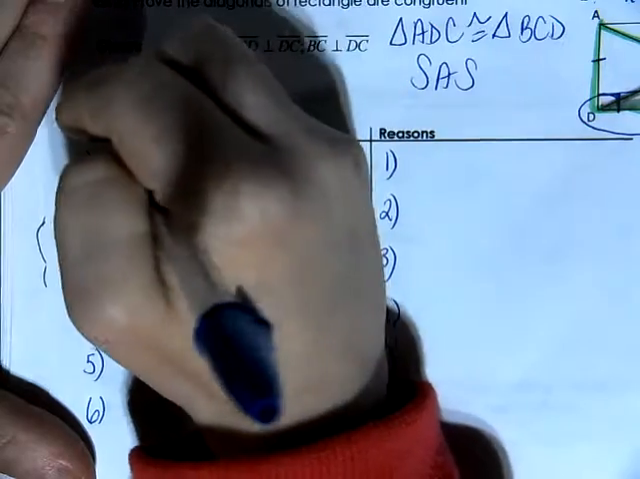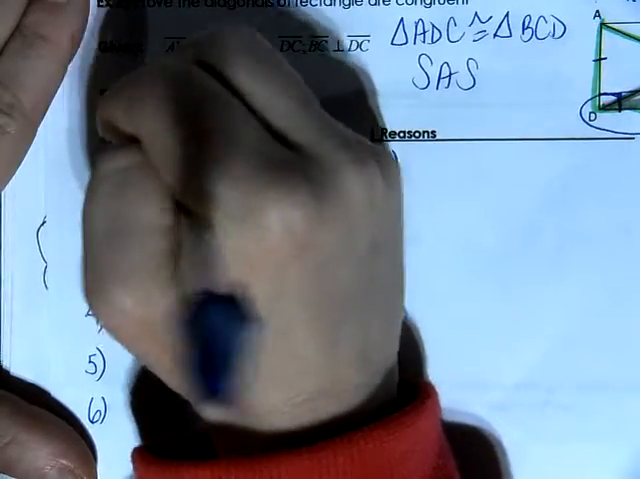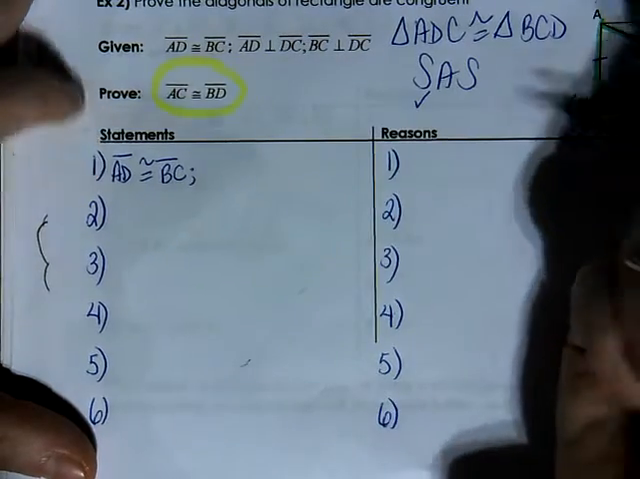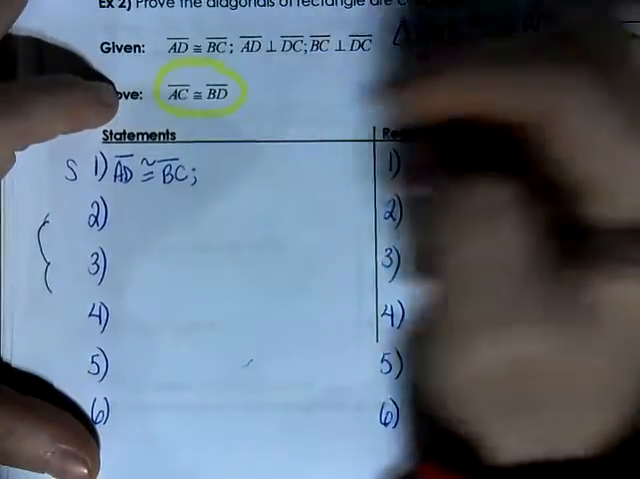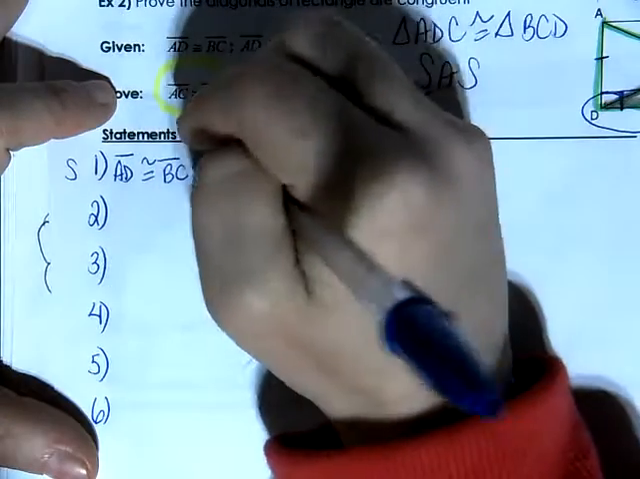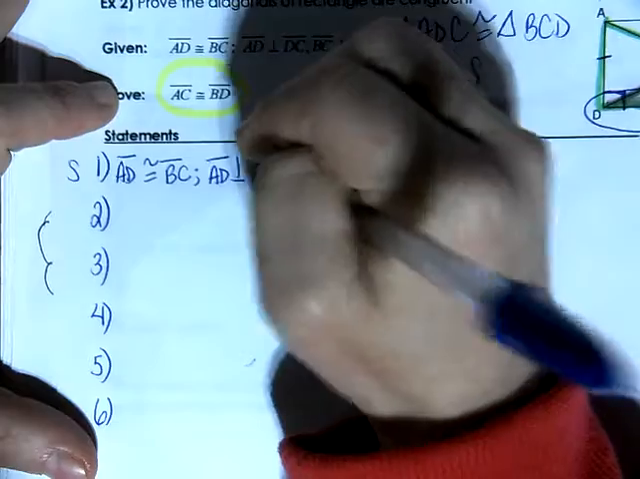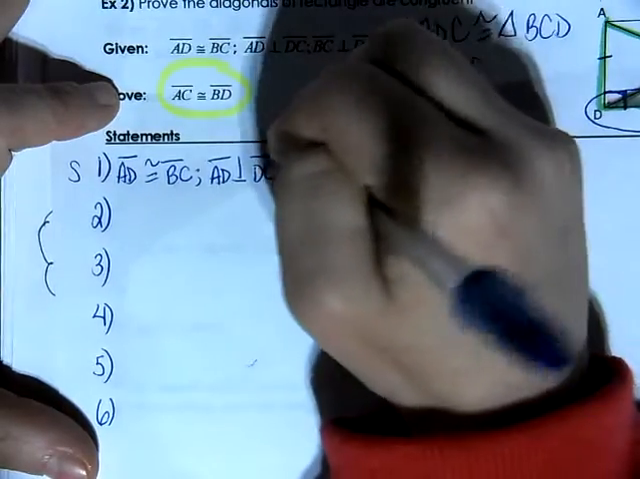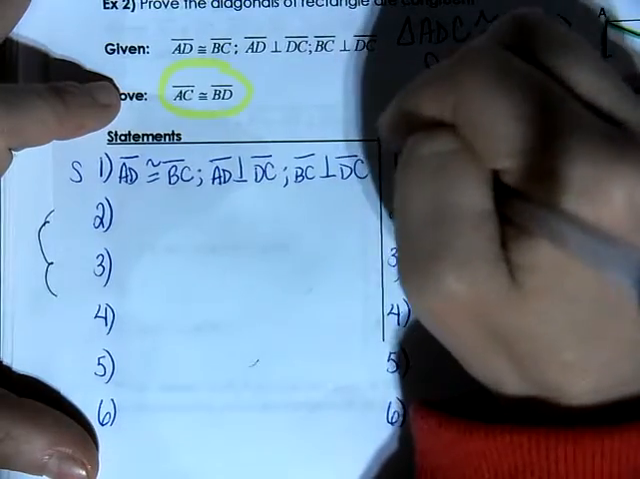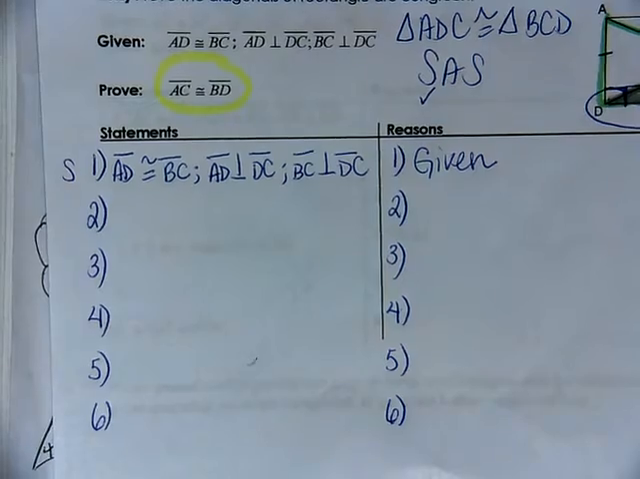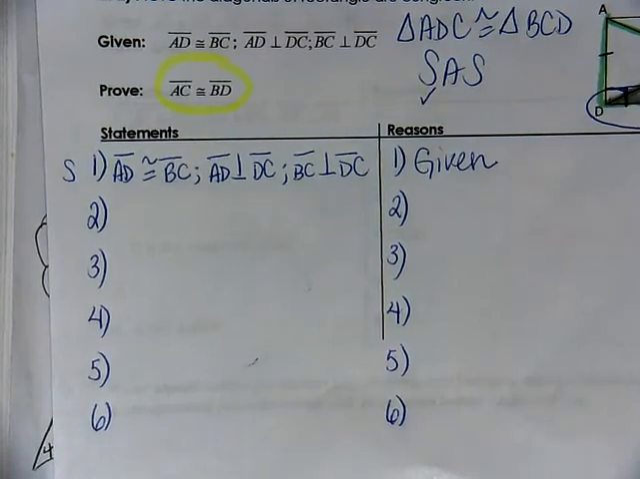I am told that segment AD is congruent to segment BC. That right there is a segment that's congruent, so I'm going to already mark up an S. I'm also told that segment AD is perpendicular to segment DC. And I'm told that segment BC is perpendicular to segment DC, and I write that as because it is given. These two pieces, they're not enough information to already work with the letter A yet.